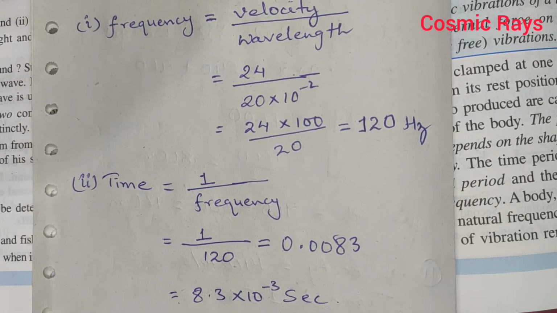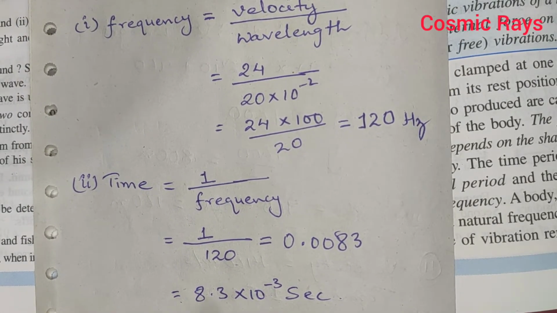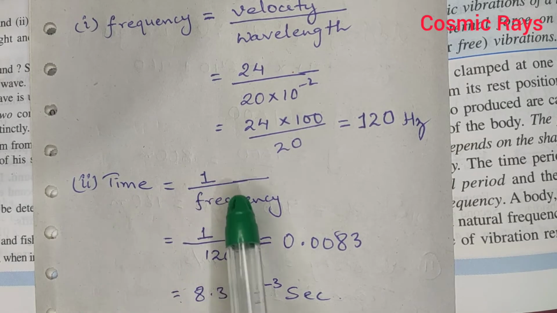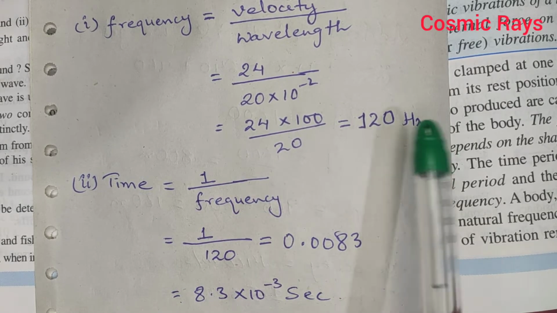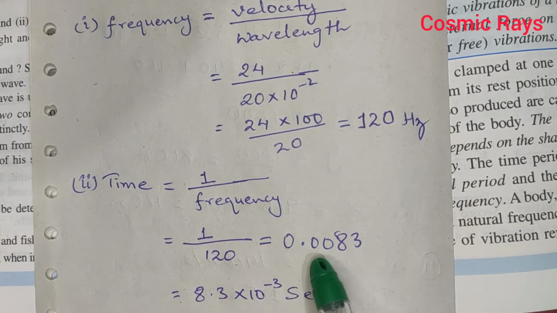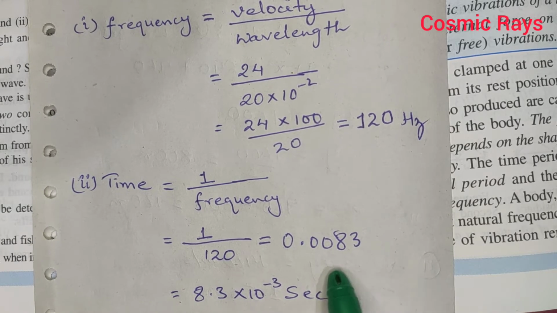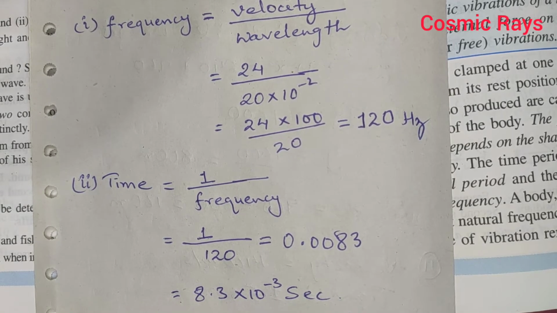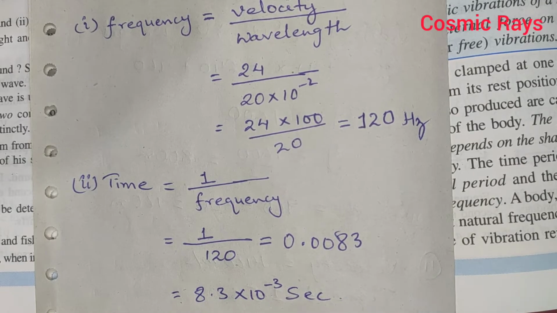Now for the second part, time is equal to the reciprocal of frequency. We have calculated the frequency. We simply put the value 1 by 120, that is 0.0083. So this we are writing as 8.3 multiplied by 10 raised to the power minus 3 seconds.